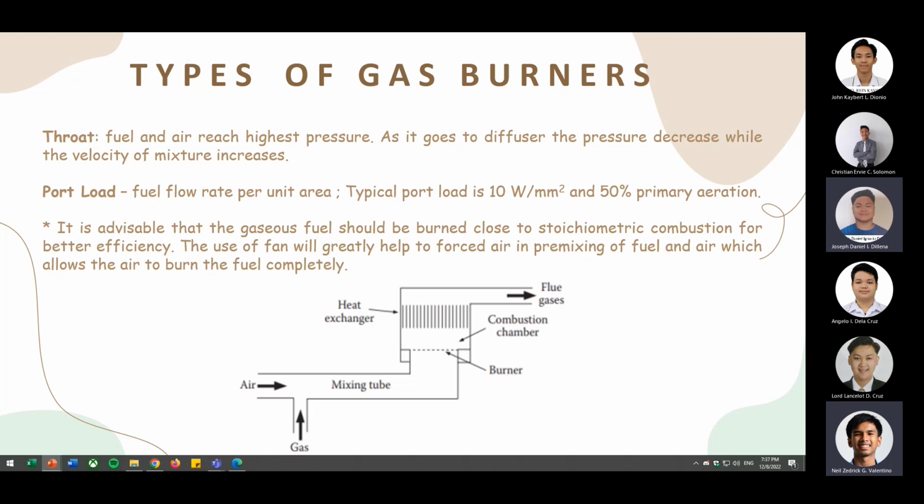And sinasabi din dito na it is advisable that the gaseous fuel should be burned close to stoichiometric combustion for better efficiency. The use of fan will greatly help to force air in pre-mixing of fuel and air, which allows the air to burn the fuel completely. So dito sinasabi na mas efficient yung burner natin if nabu-burn natin yung fuel natin na gas close sa stoichiometric combustion niya. So, minsan gumagamit dito ng mga fan para mas tumaas pa yung mixing rate nung air tsaka nung fuel.